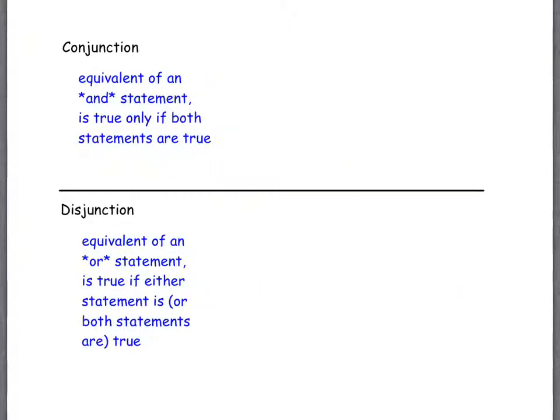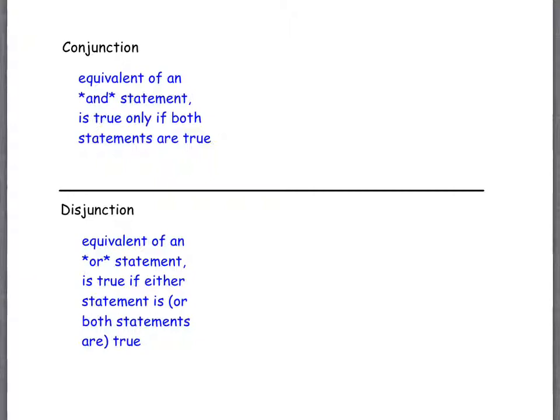Now the first one we're going to talk about is what's called a conjunction. A conjunction is a statement joined with the word and. So something like, I teach math and I am a mom. Those are two statements, I teach math, I'm a mom, and they're joined by the word and. That's all the compound statement that is a conjunction is.